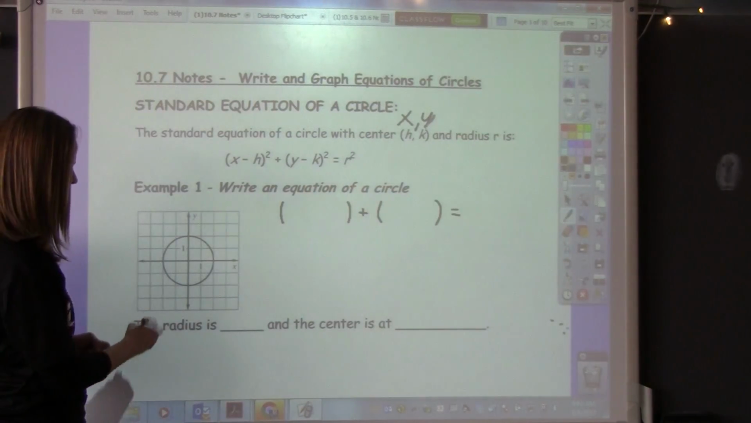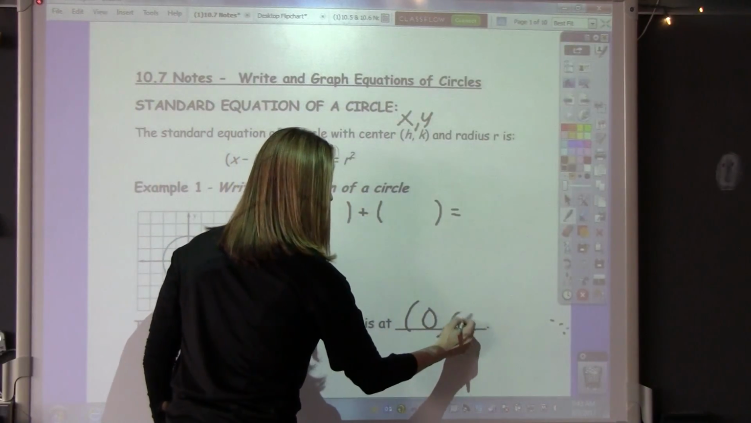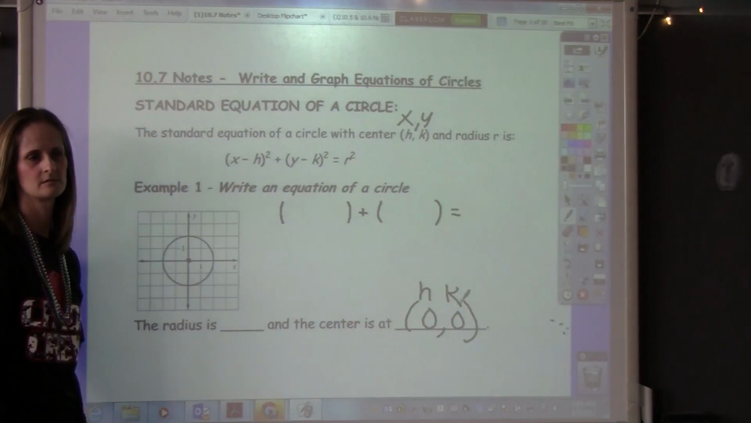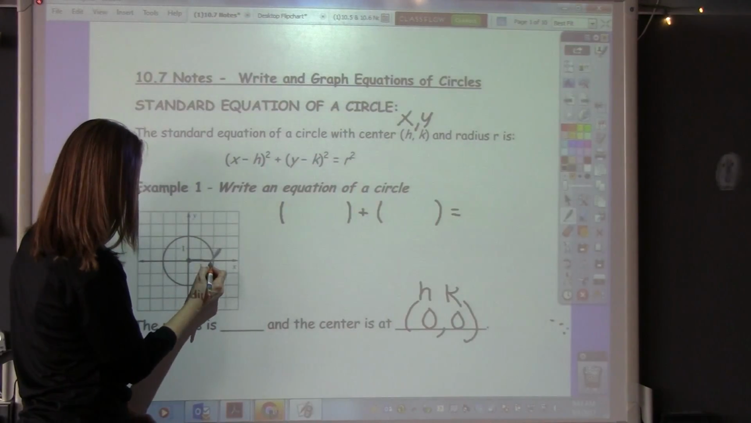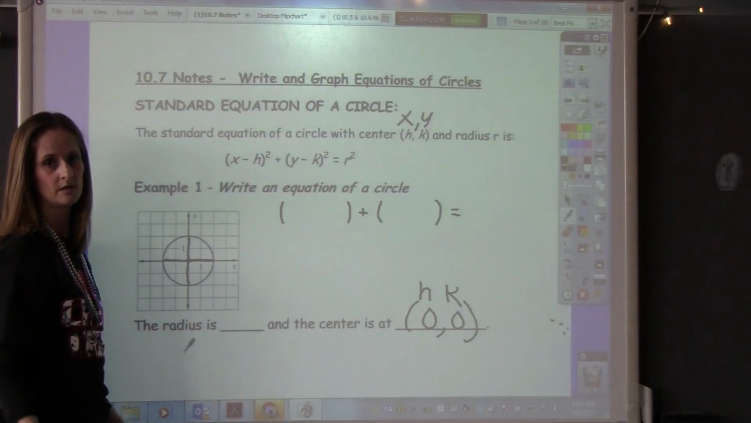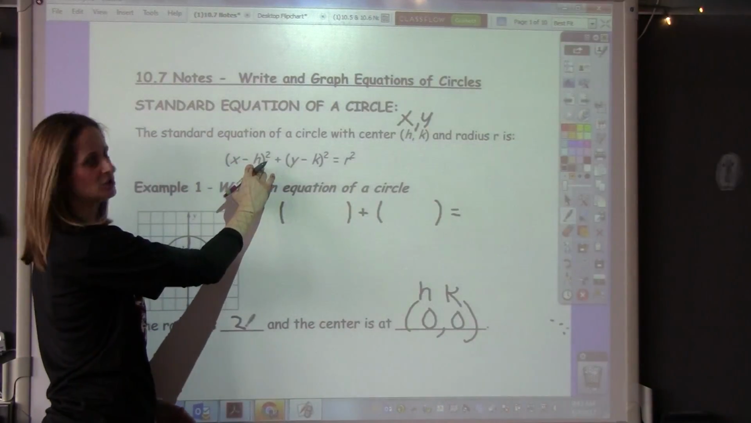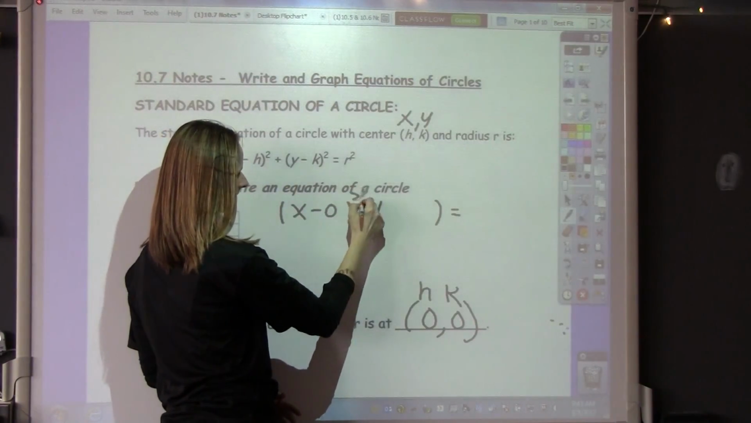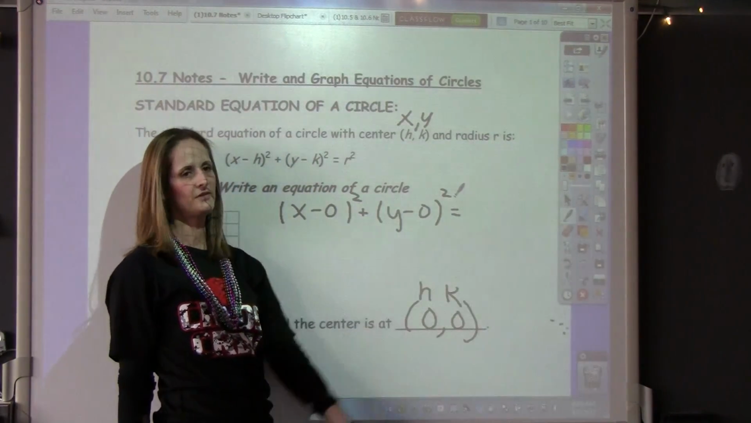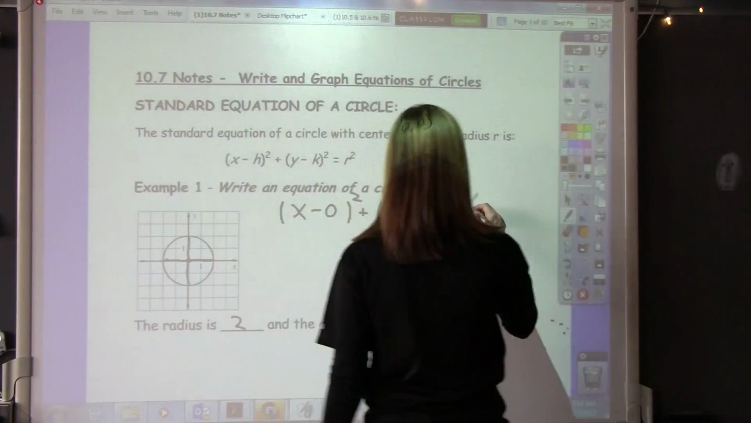Okay? So what's the center? (0, 0). So the center is at (0, 0). So that's our (h, k). And what's the radius? 2. You can just count. You can count to the right, up, left, or down. Either way, we're going to get 2. So the radius is 2. So the equation is (x minus h) squared plus (y minus k) squared equals, what am I going to put there? 2 squared. Radius squared. So I'll put 2 squared.